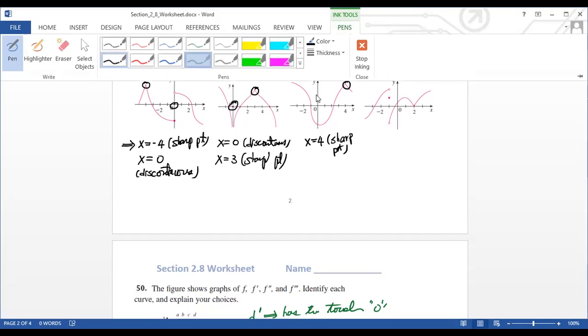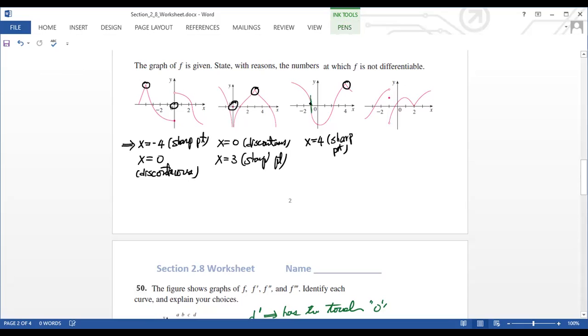If you find the tangent lines here, what happens? When x equal to -1, we have a vertical tangent line. We know vertical lines look like this, right? The slope is not defined, so that's why it's not differentiable.